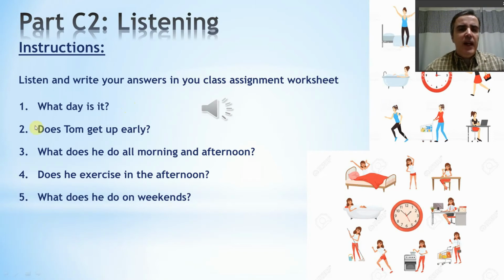Well, hopefully everybody could see question 2 and question 4 are beginning with a verb. In this case, it's the do verb. Does Tom get up early? Does he exercise in the afternoon? So these two questions, the answers can only be yes, he does, or no, he doesn't. The other questions are looking for more detail in the answer.